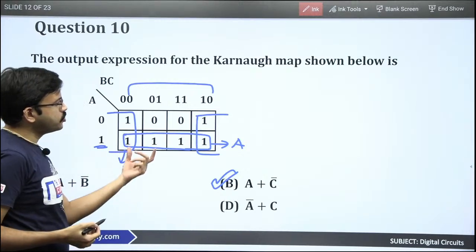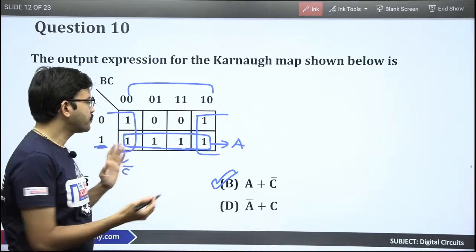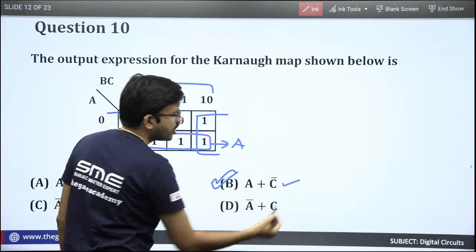Whenever you do the grouping of min terms, you will get product terms. After that, what we will do? We will sum them together. So that means A plus C bar.